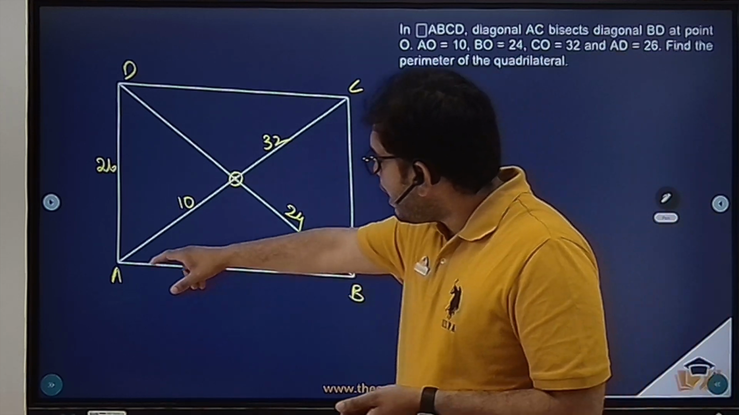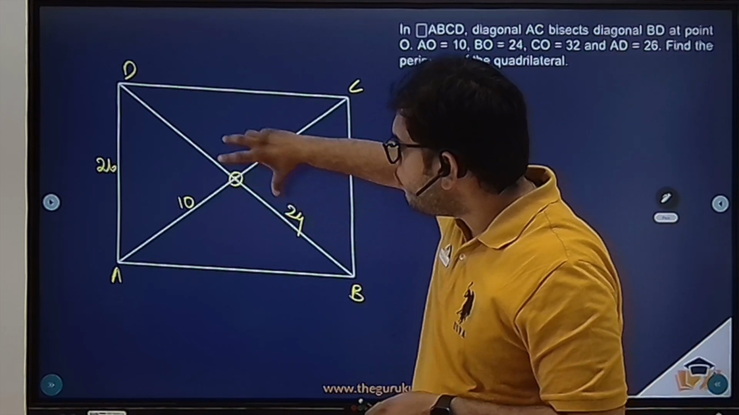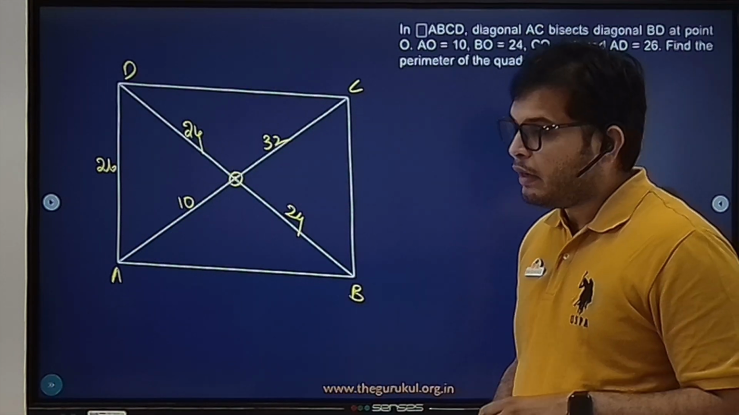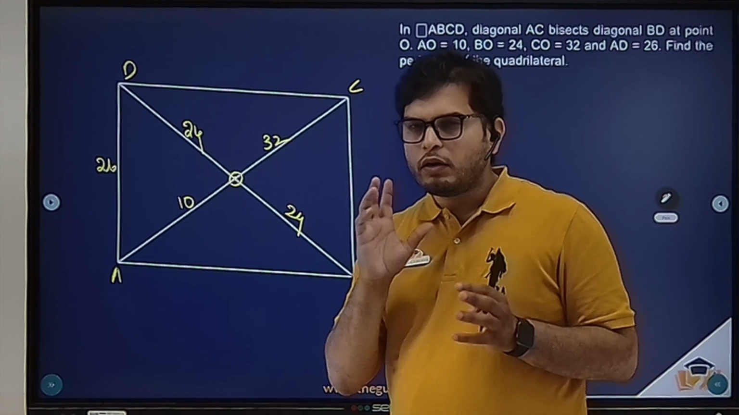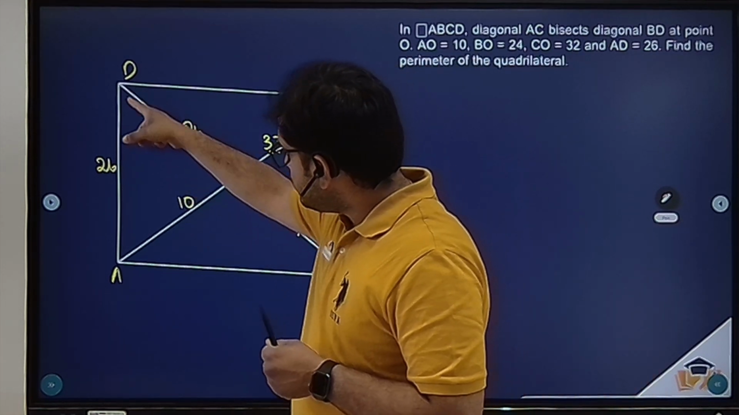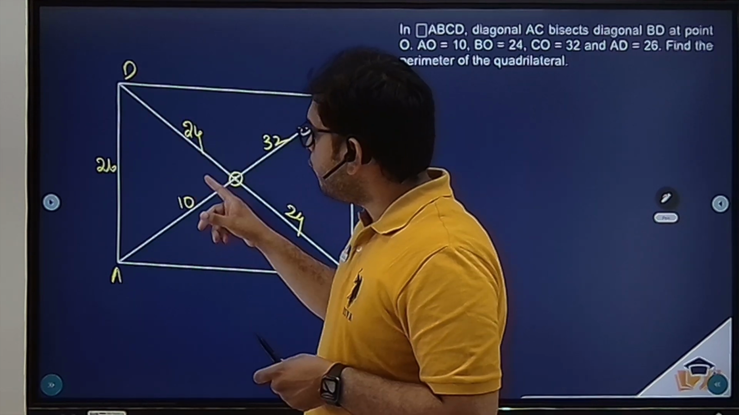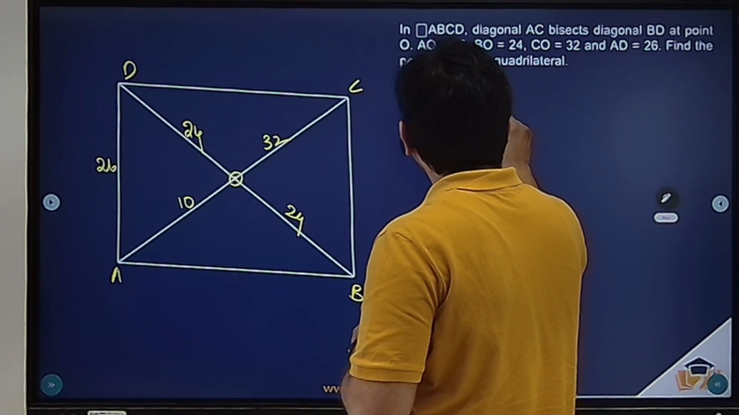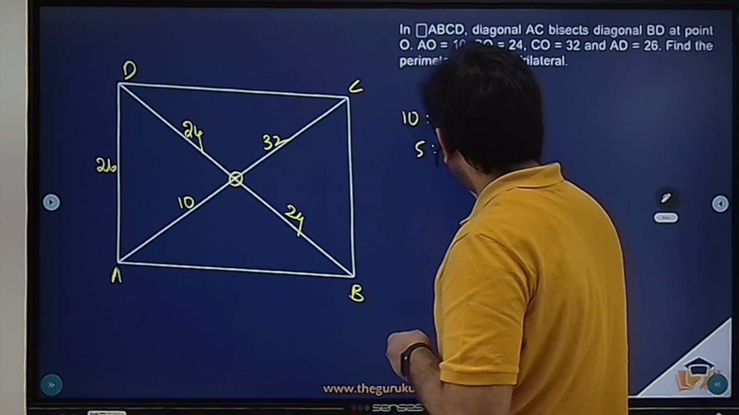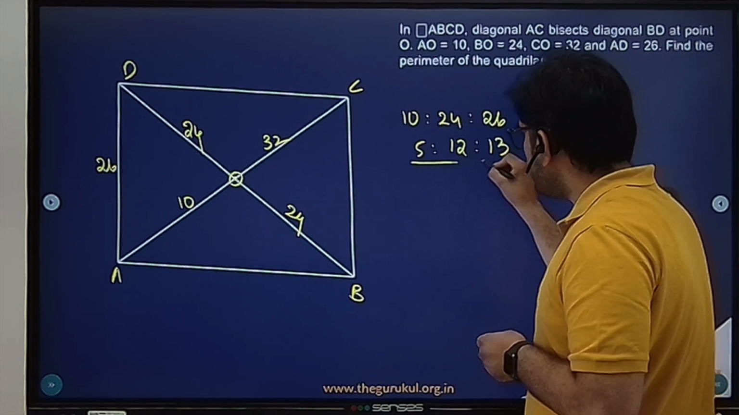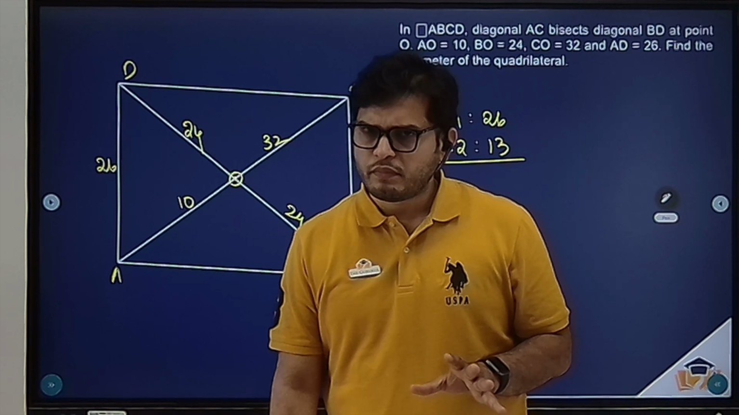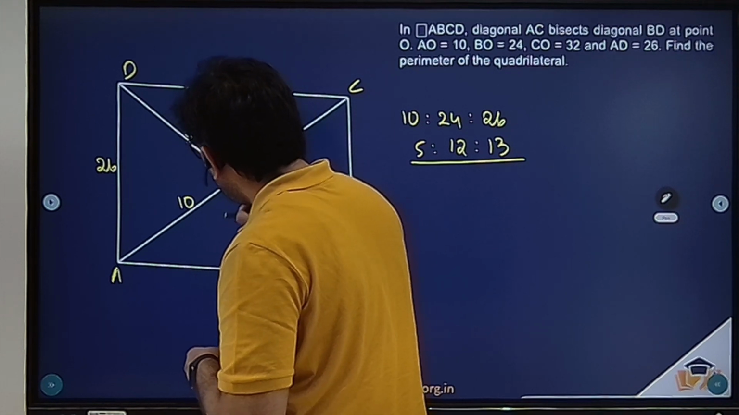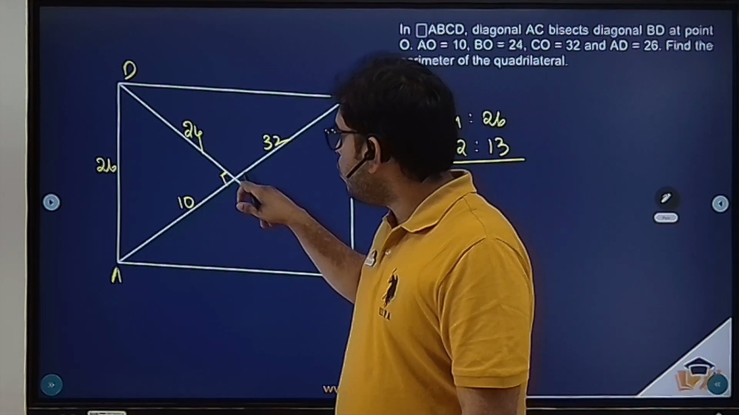Right. Now if we have AC bisecting BD, OB should be equal to OD. So if this is 24, this would also be 24. Right. Now I want you to observe small logic here. If you observe AOD, right, what is the ratio of the sides? 10 is to 24 is to 26, which is nothing but 5 is to 12 is to 13. So this is a Pythagoras triplet. Right. Now, if you have a Pythagoras triplet, this has to be a right angle. So AOD is a right angle.